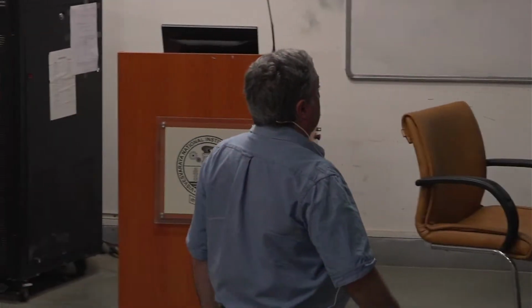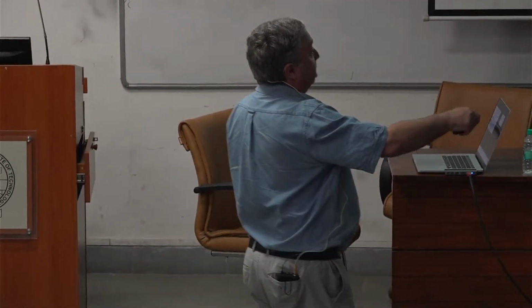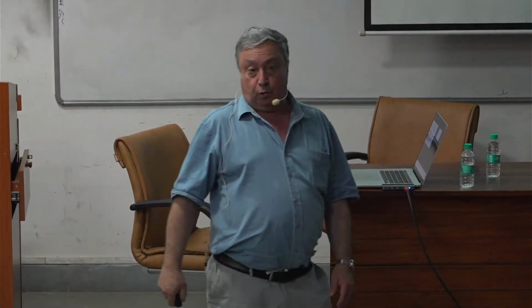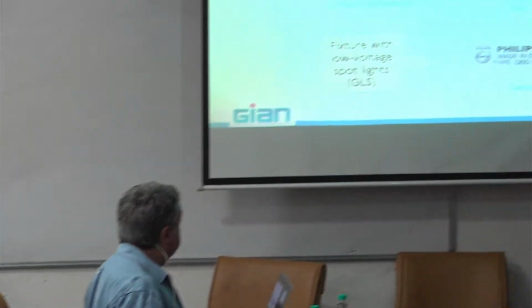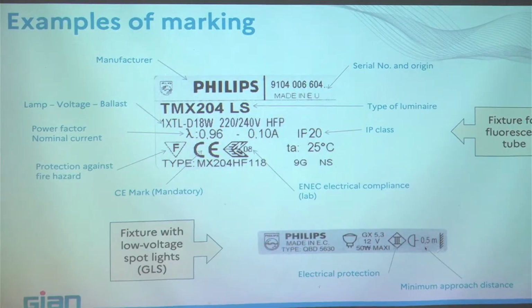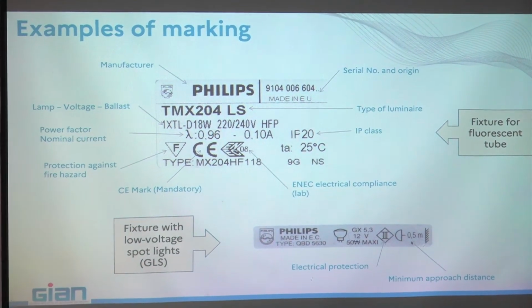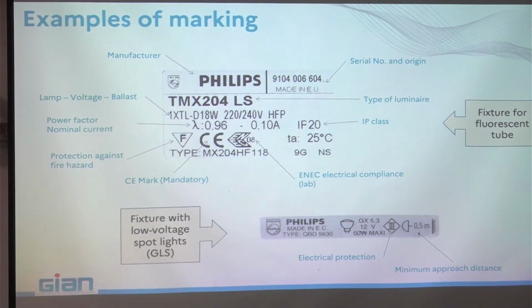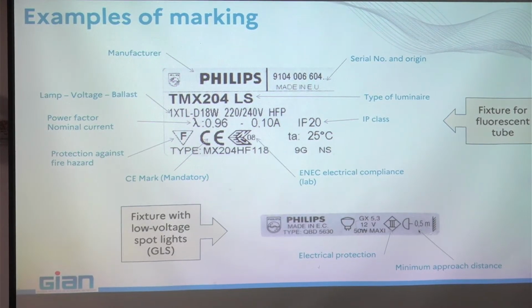Okay, but those are the most used pictograms, and you may have many others, but these are the main ones that you will find here. Here is an example for a ballast. You can find that either on the ballast or on the fixture. And here is the case of a few ballasts.